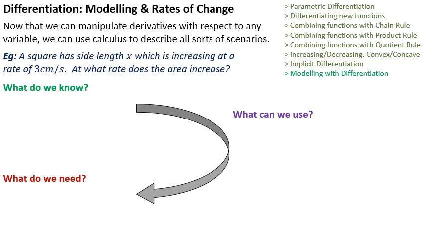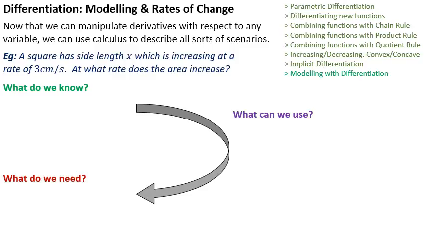So let's start with this one. We have a square with side length x, which is increasing at a rate of 3 centimeters per second. At what rate does the area increase? And the way I'm going to set this out is the standard approach that I use for problem solving. It's often really helpful, especially if you've got a problem that's a little too hard to get your head around or has a lot of different terms that you need to be very careful of.